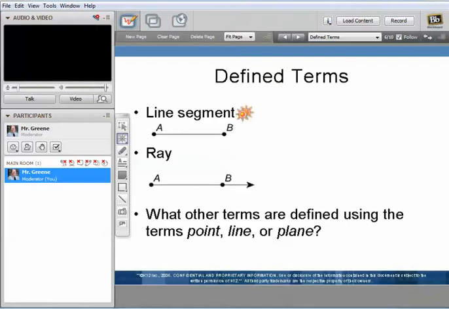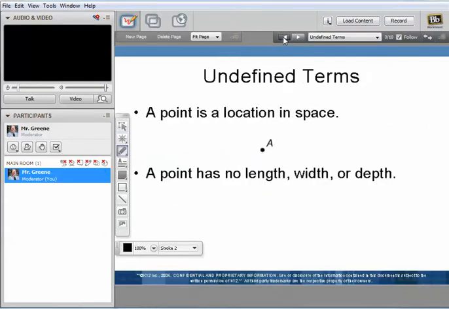Okay? A ray is not just a name of a person. A ray, you put 2 points on a line, A and B. You start at point A, you go through point B, off in that direction, and it gives you a starting point and a direction, and it is defined as a ray. Now, these, you have to know how to write them down. Okay? I've defined all three of these terms, and I haven't told you how to write them down.